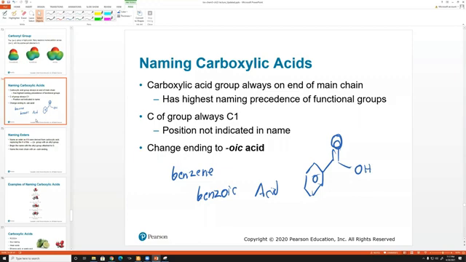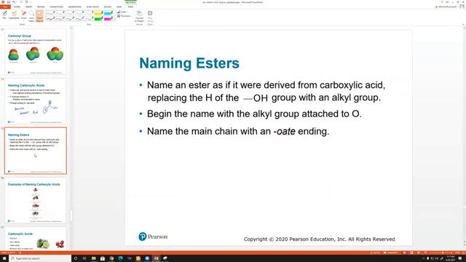All right. So going on to esters. Esters are similar to a carboxylic acid. You have a carboxylic acid, but instead of putting the hydrogen on the end of the oxygen, you have it open to an R group. So that's what an ester is. Esters end with the -oate ending.